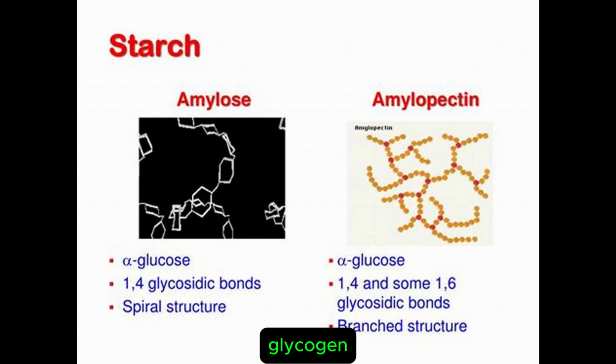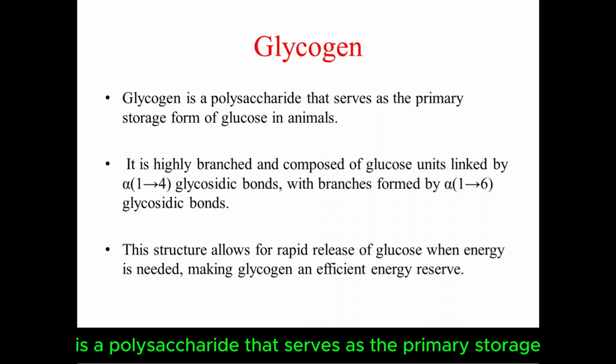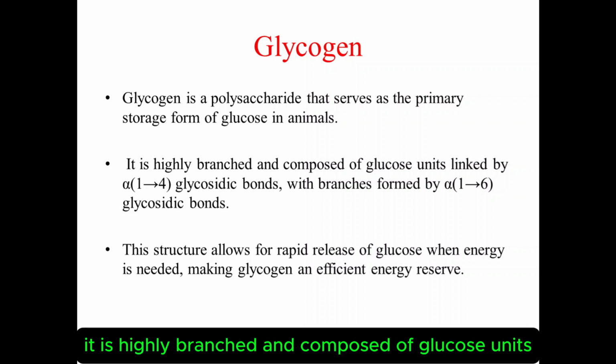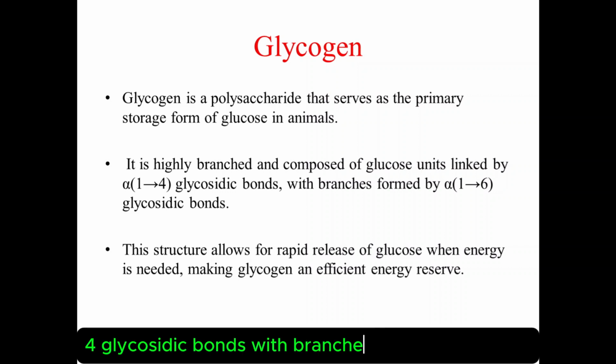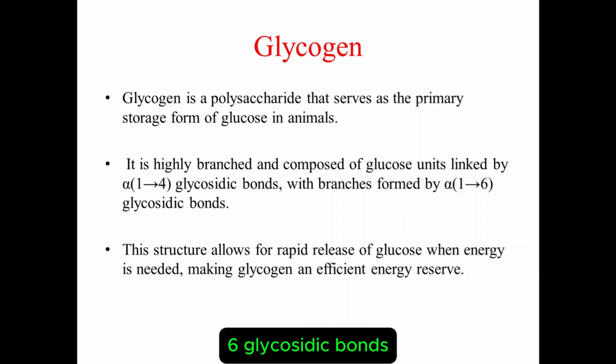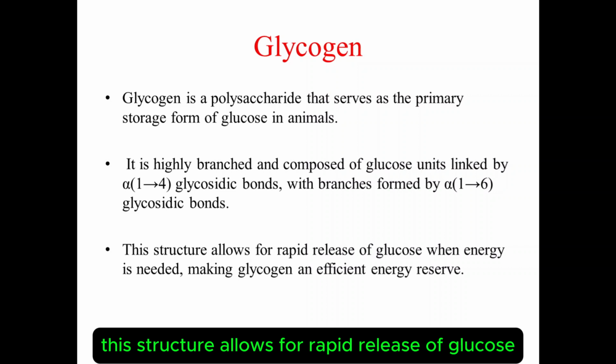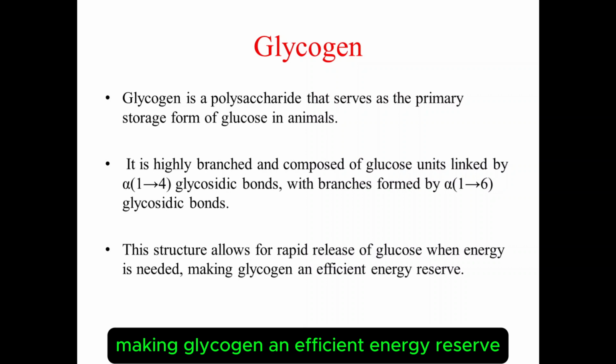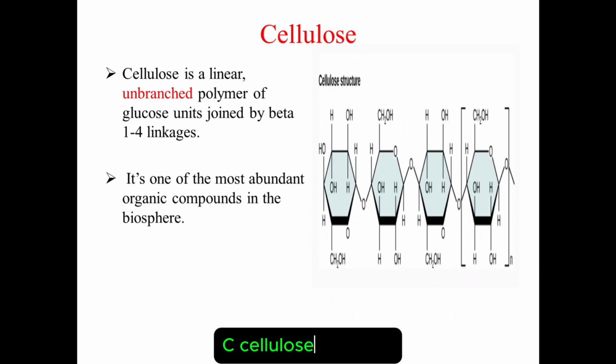Glycogen. Glycogen is a polysaccharide that serves as the primary storage form of glucose in animals. It is highly branched and composed of glucose units linked by alpha-1,4 glycosidic bonds, with branches formed by alpha-1,6 glycosidic bonds. This structure allows for rapid release of glucose when energy is needed, making glycogen an efficient energy reserve.